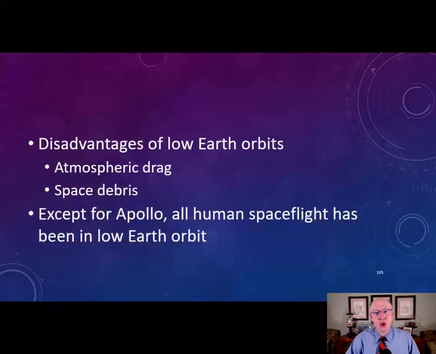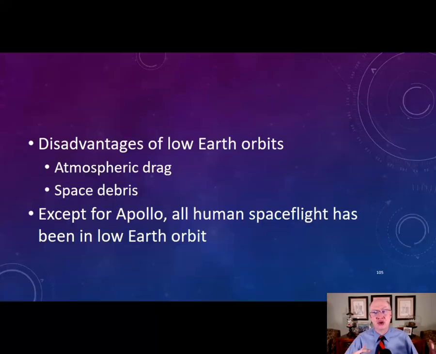Another disadvantage of low Earth orbit is space debris. Space debris are small chunks of either spent, well, they can be active satellites, they can be spent rocket stages, they can be dead satellites that are no longer operational, or they can be pieces of satellites that have broken off satellites. We've had satellites accidentally explode. A lot of satellites have accidentally exploded at the end of their lives. And that creates, instead of one big satellite orbiting the Earth, hundreds of pieces of debris that you have to track.